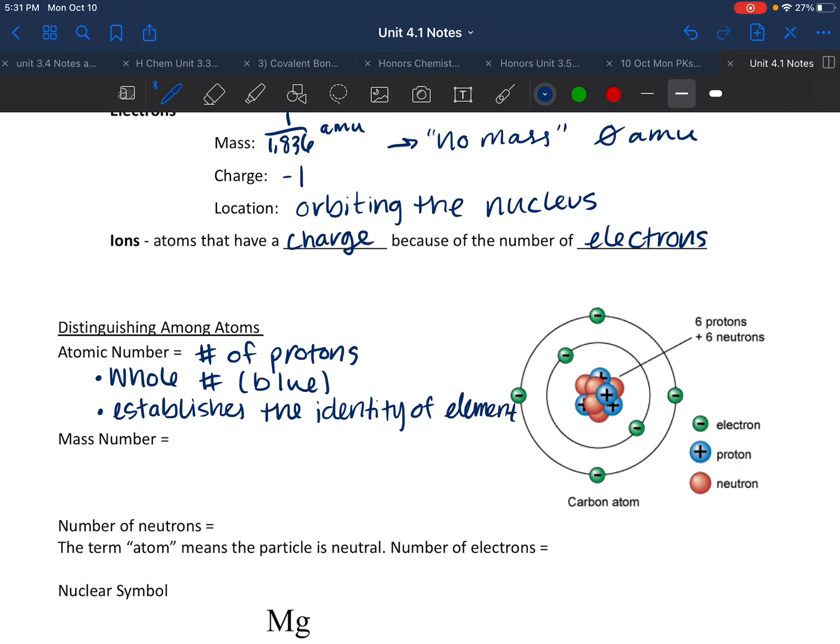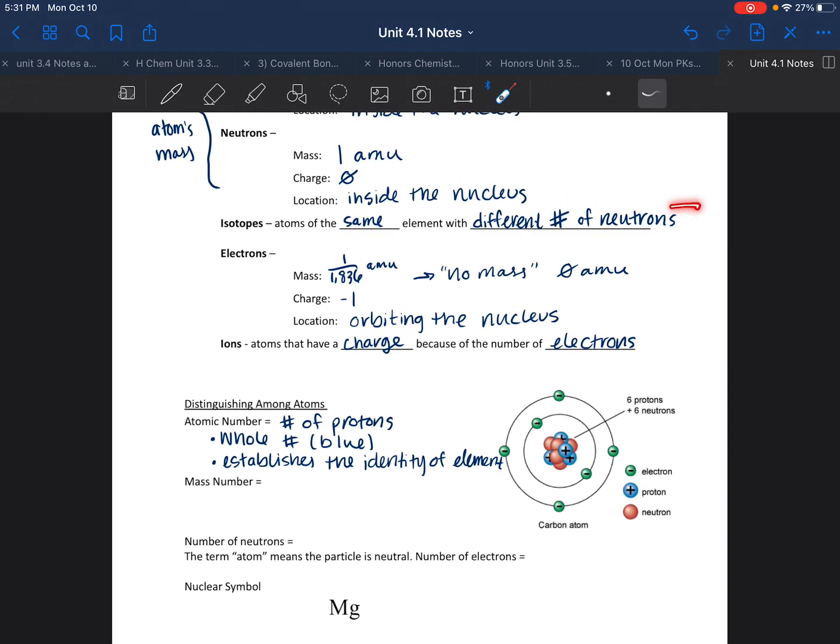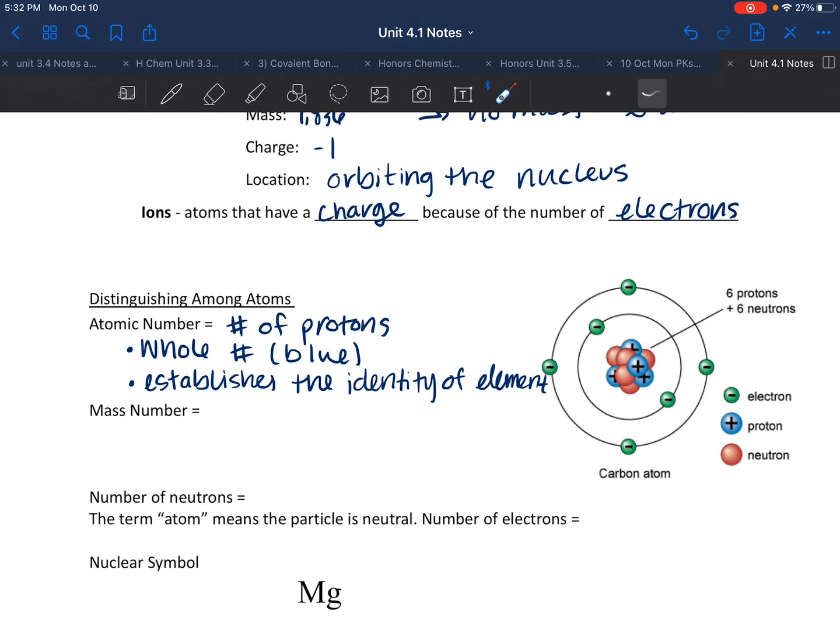So, if we start changing the number of protons, we're changing the identity of our element, right? So, when we think back to our isotopes, we know that isotopes have different masses, but the reason why their masses change only on neutrons is because if we start changing the number of protons, then we're not working with the same element anymore. So that's why neutrons differ and protons don't.